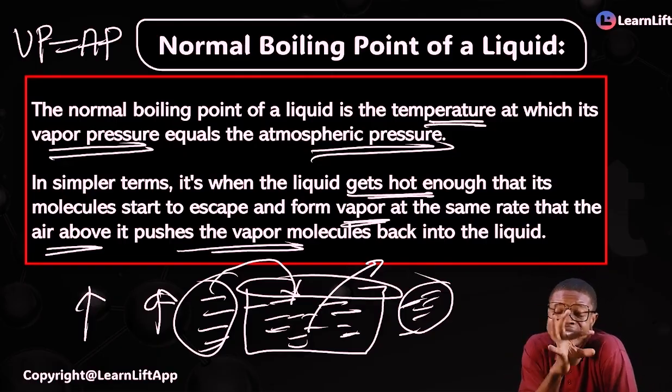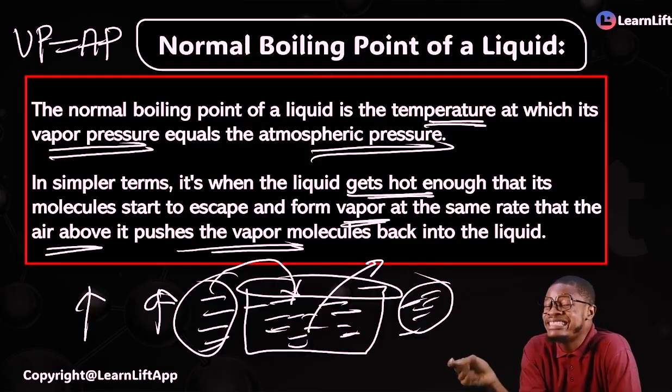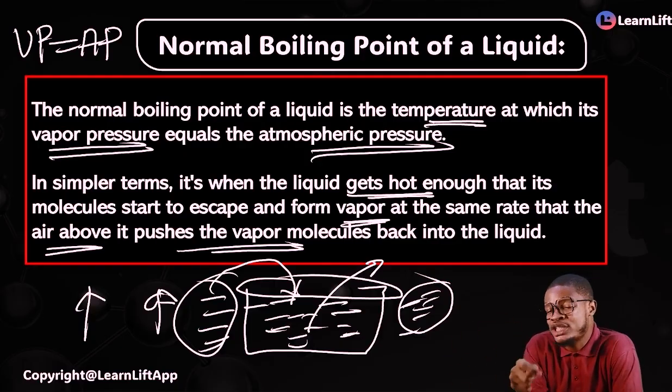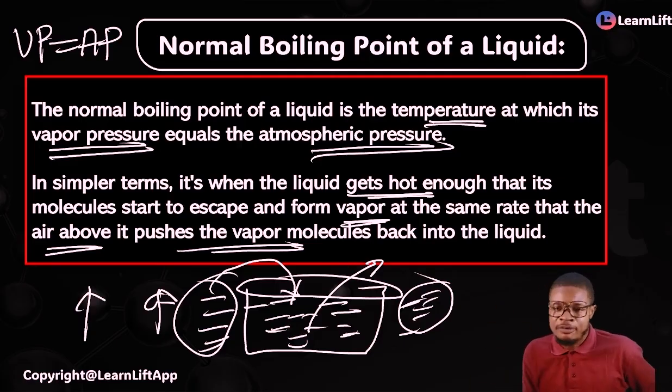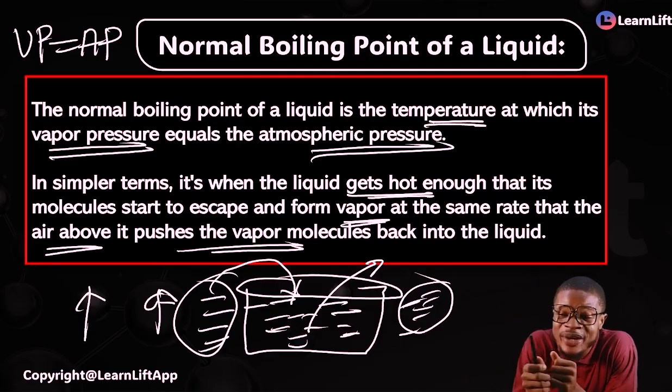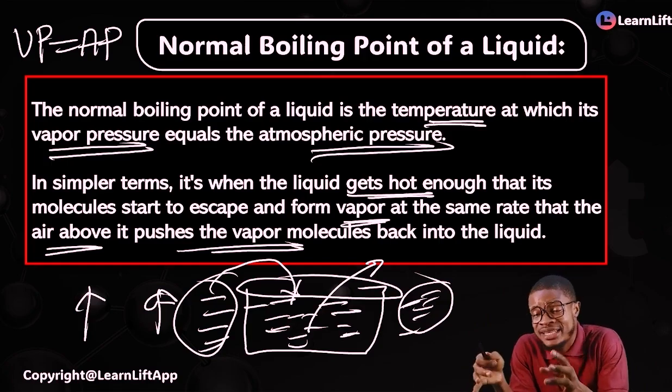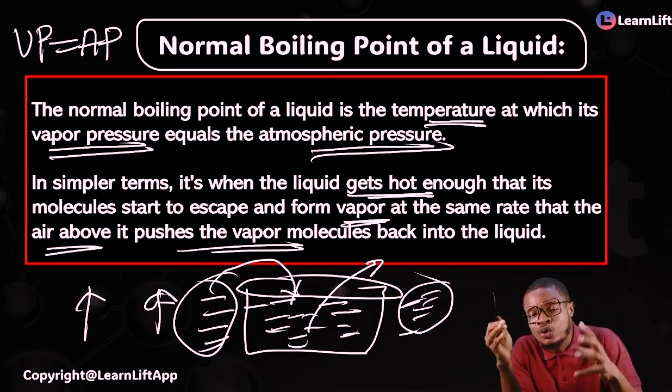So in simple literal terms, what is the normal boiling point of a liquid? It is the temperature at which vapor pressure equals your atmospheric pressure. And if you get this very, very quickly, guess what? This is everything that is expected of us to note under this.